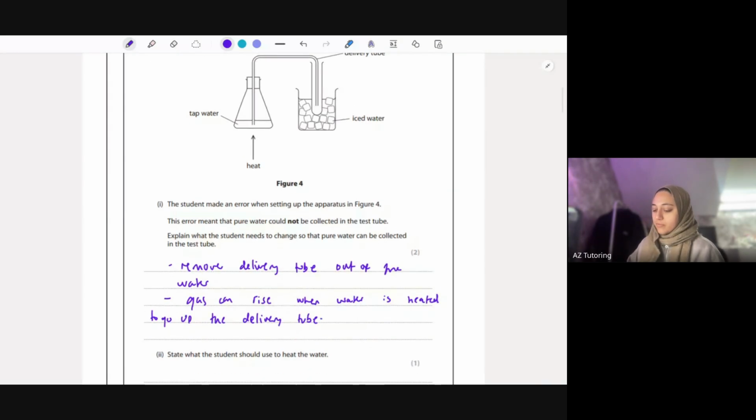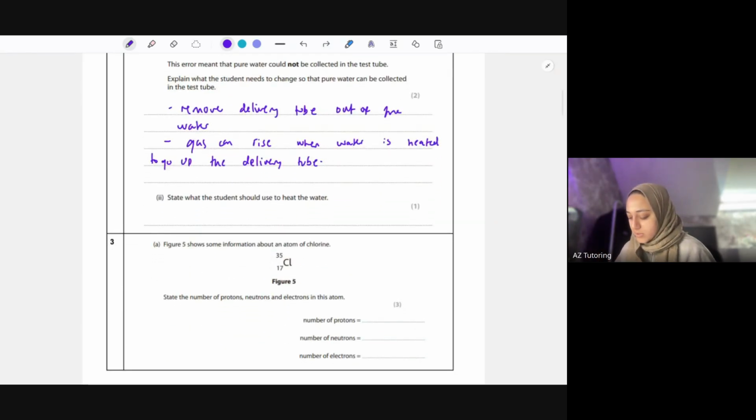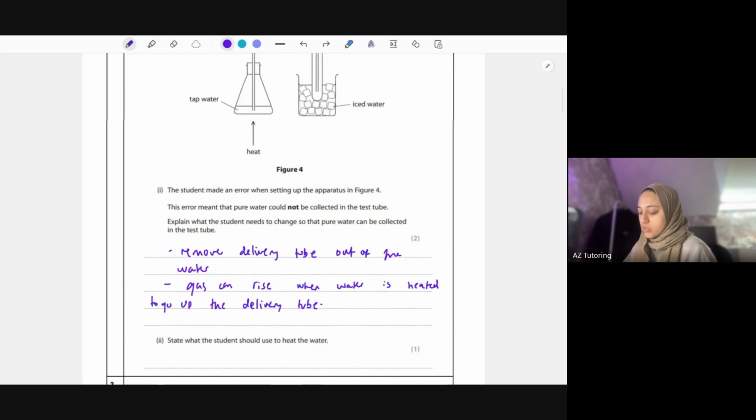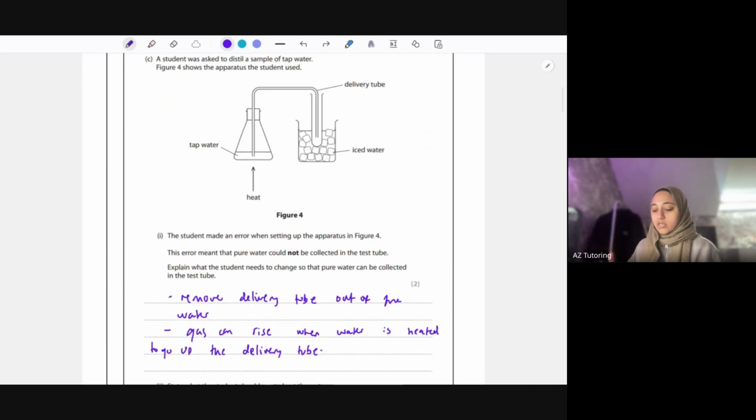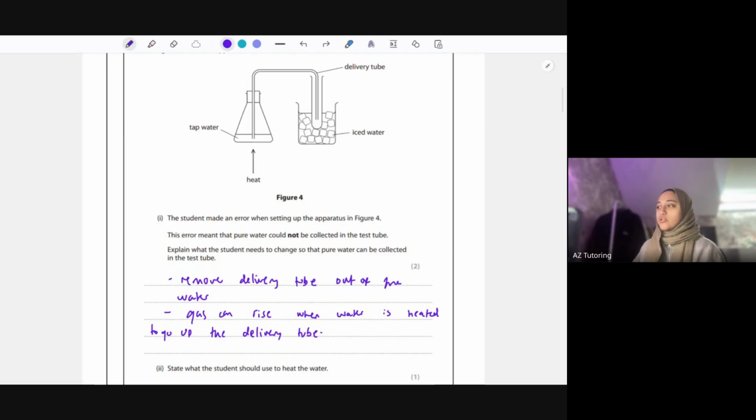Yeah. Because that's the whole point, we're adding heat to it, right? We want to just evaporate up the water particles. Okay, moving on. State what the student should use to heat the water. Well, if you've got a conical flask there, you just want to heat that water, you could just use a Bunsen burner.